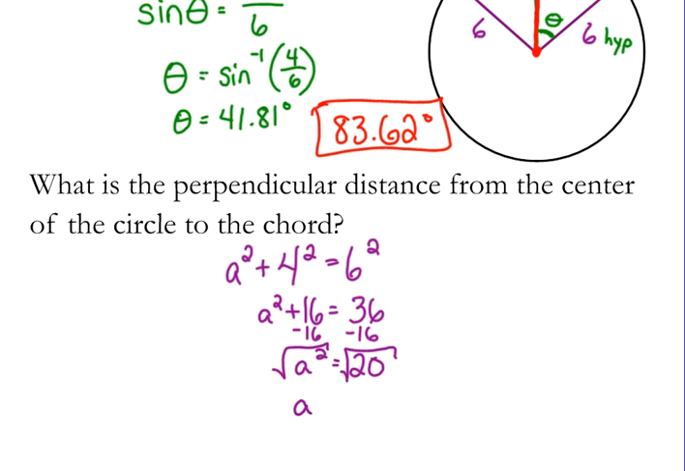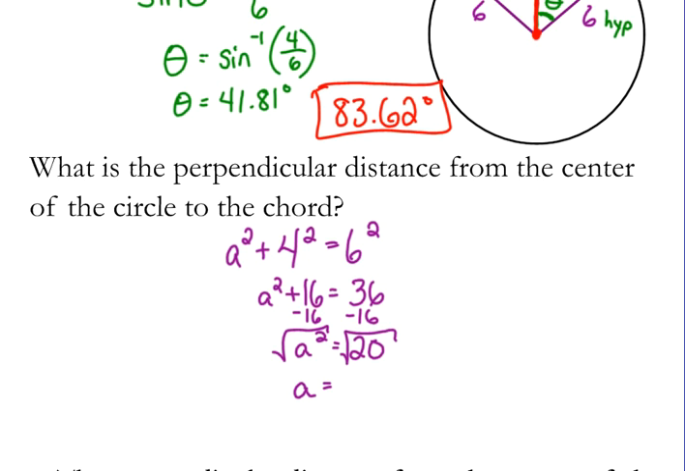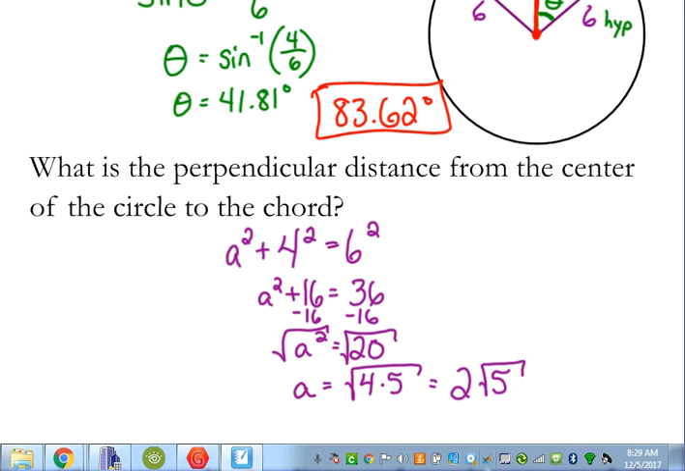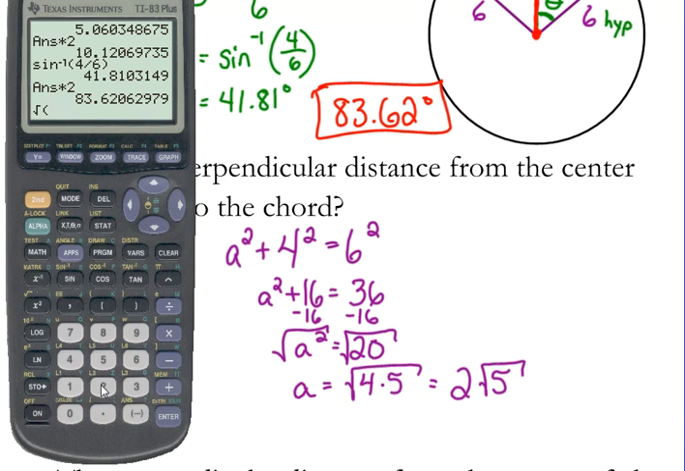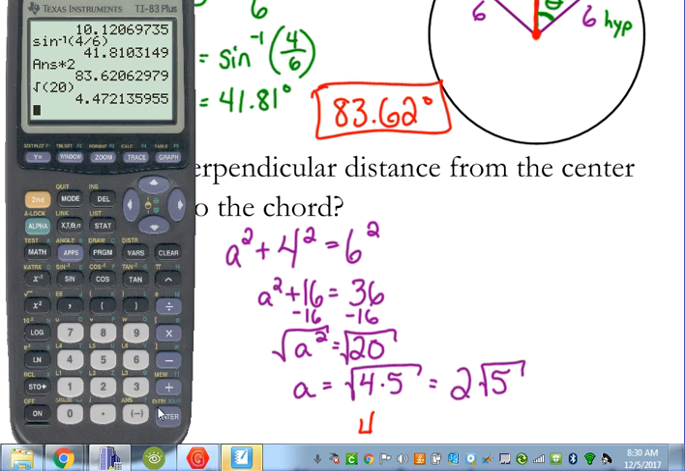Take the square root. I know we can type it into our calculator and get a decimal value for it, but here's a good chance to review simplifying radicals. 20 is 4 times 5. The square root of 4 is 2. So 2 square roots of 5, if they want it in square root form. But if they want it in decimal form, then of course, you just type it into your calculator, and we get approximately 4.47 inches.